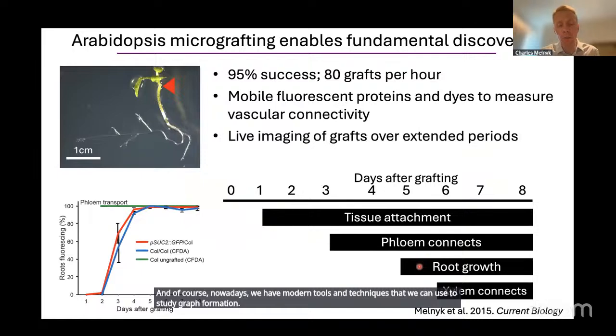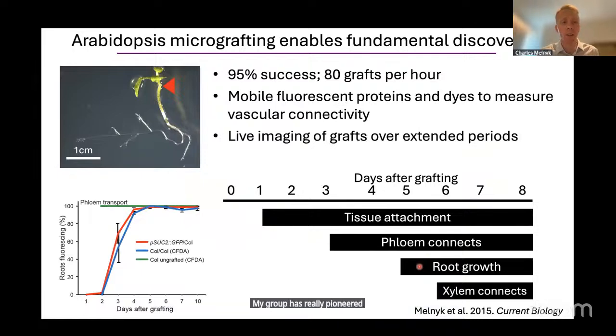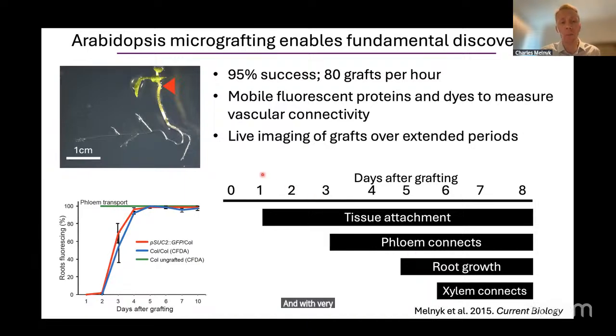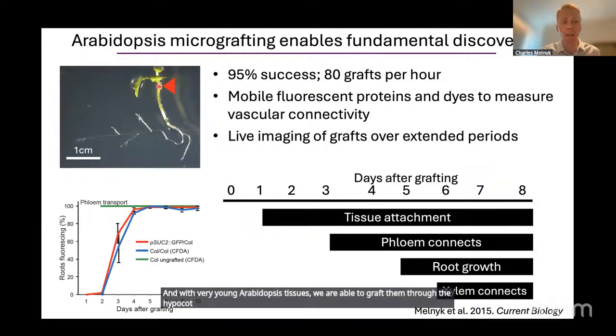My group has really pioneered and done a lot of research using Arabidopsis micrografting. With very young Arabidopsis tissues, we are able to graft them through the hypocotyl here in the middle, and we get very high success rates. And this allows us also to graft many plants per hour.